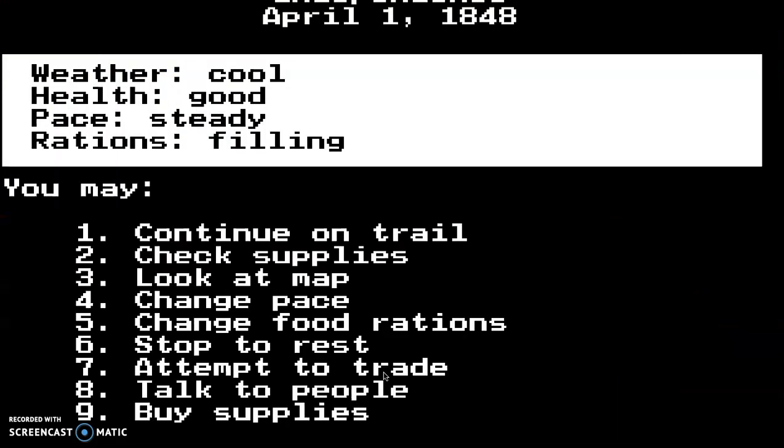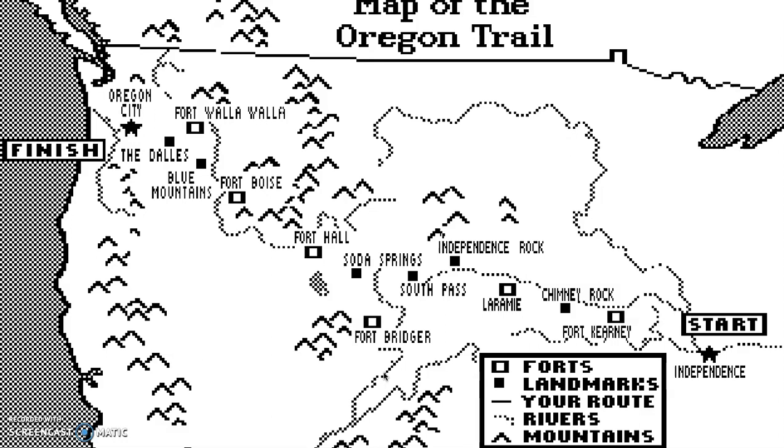Press space bar. This is our first travel. This is our choice option. You can continue on the trail, check your supplies, look at the map, change pace, change food rations, stop to rest, attempt to trade, talk to people, or buy supplies. So I want to look at the map.